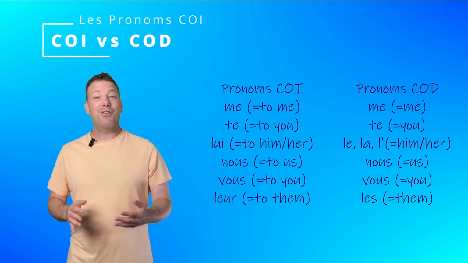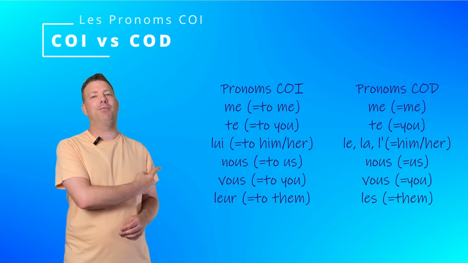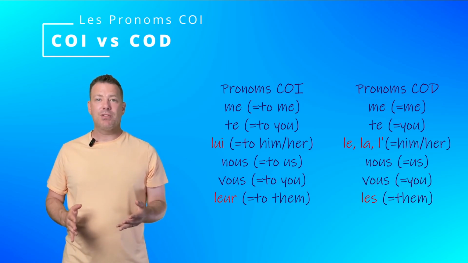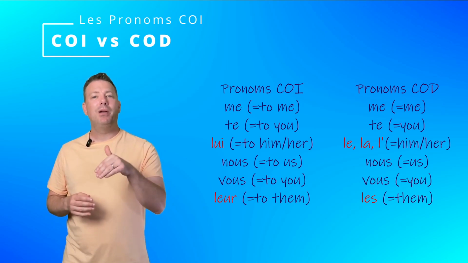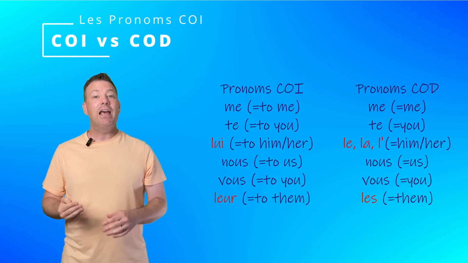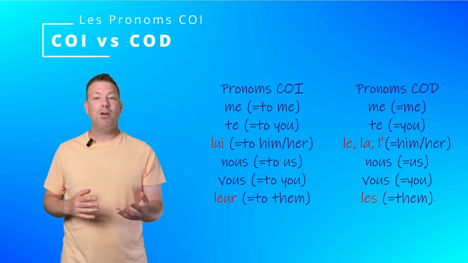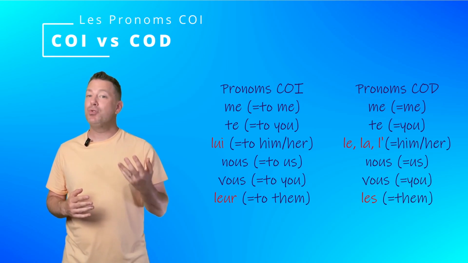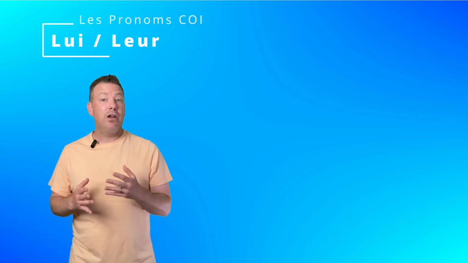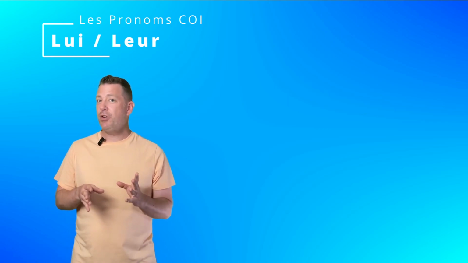Few remarks. First, compare the COD and COI pronouns. They are here. Have a look. As you can see, they are the same, except for the third persons. Lui versus le, la, and l'apostrophe, depending on the gender of the noun that follows. And leur versus les. Therefore, most of the time, you won't need to figure out whether to use direct or indirect pronouns.